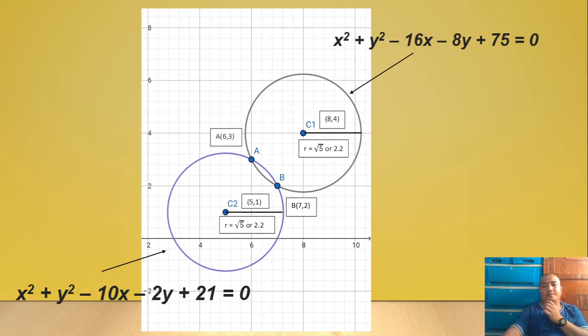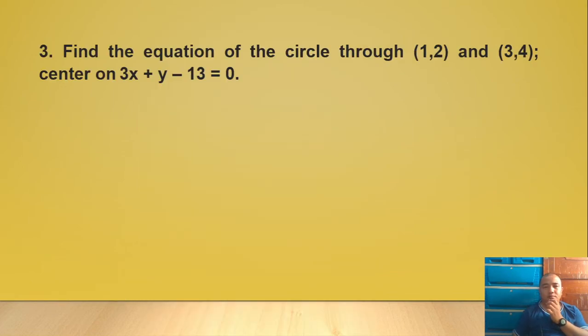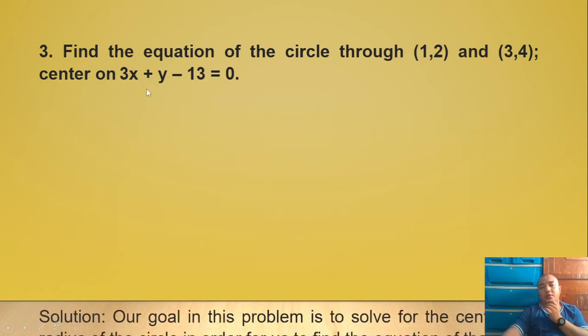Okay. Let's proceed to the next. Number 3. This time find the equation of the circle through 1, 2, and 3, 4, center on 3x plus y minus 13 equals 0. So another problem with regards to the general form of the equation of circle. This time it passes through two given points, but the center is on the given line 3x plus y minus 13 equals 0. So yung center na yun, center point is nandito siya sa line na yan, 3x plus y minus 13 equals 0.